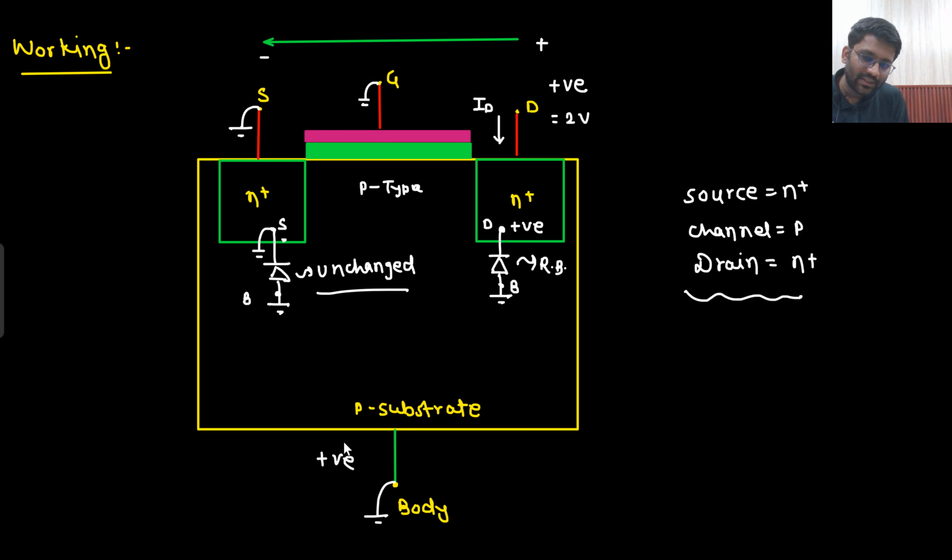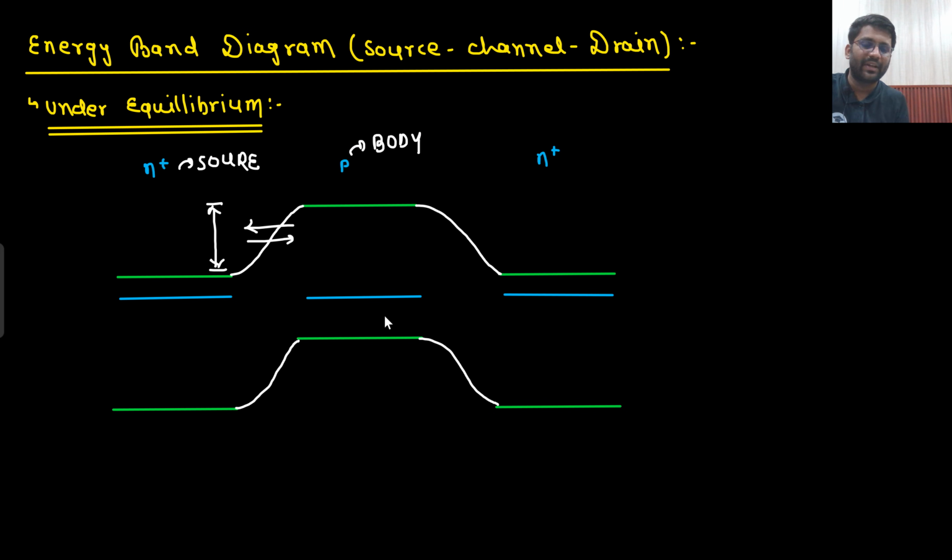So what do I need to do? Sir, body you should connect at positive. This is at 0. Source you are taking as a reference. So sir, you keep this as 0 only, but you connect your body at positive. So this potential you make positive. So sir, it will be forward biased. Since it is forward biased, what will happen? This barrier will be reduced.